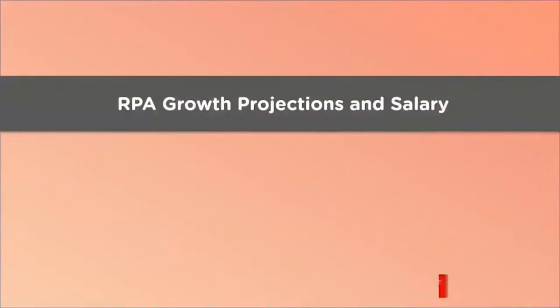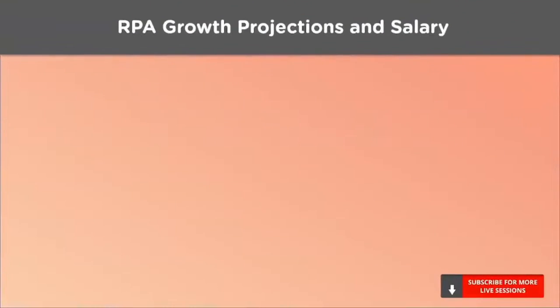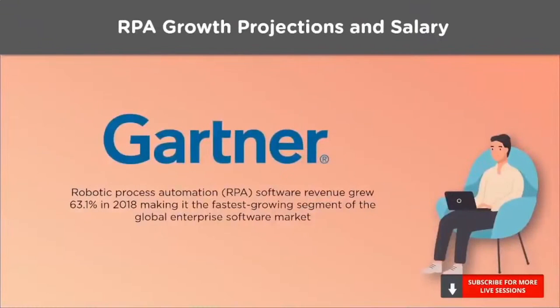If you're still wondering if this field has scope for development in the coming years, let me clarify it for you. So let's go ahead and look at the RPA growth projections and salary. According to Gartner, robotic process automation software grew up by 63% in 2018, making it the fastest growing segment of the global enterprise software market. Now, the growth curve has also been steadily increasing since 2016 and continues beyond 2020.